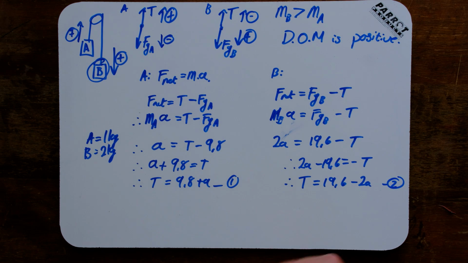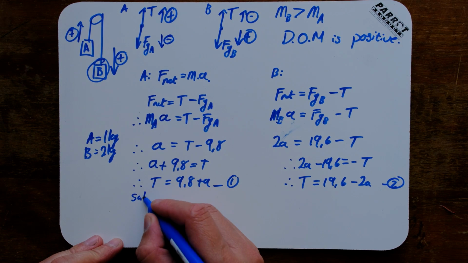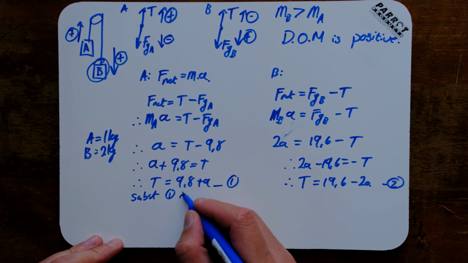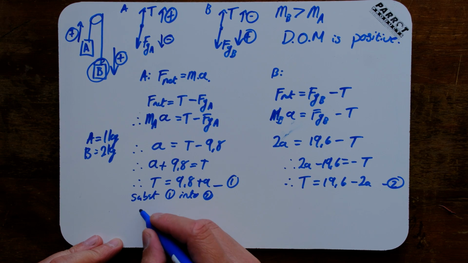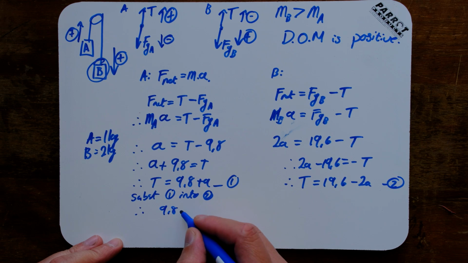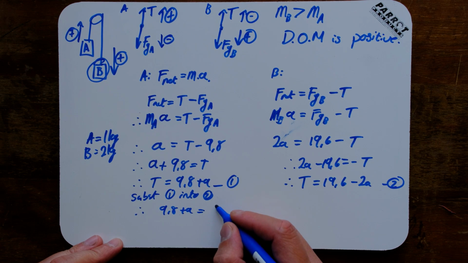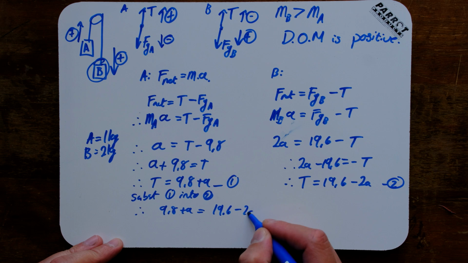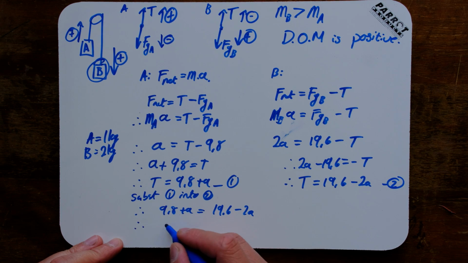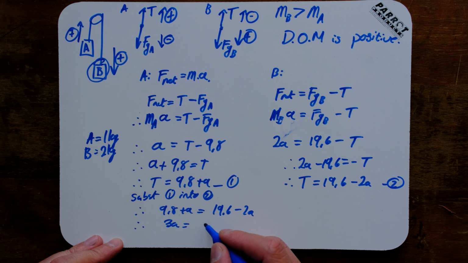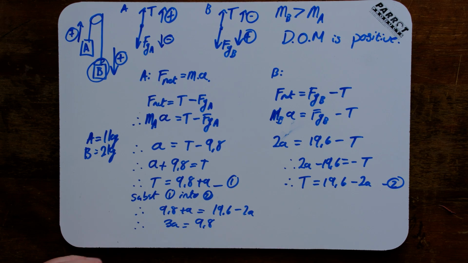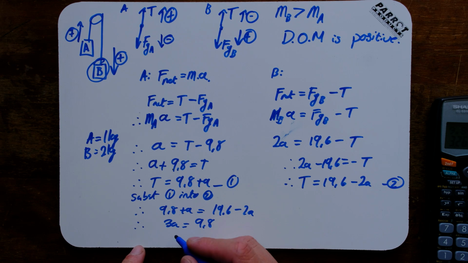Right. Now, therefore we can substitute 1 into 2. So therefore we have 9,8 plus A is equal to 19,6 minus 2A. So when we rearrange this, we get 3A is equal to 9,8. And then we have A is equal to 3,27 meters per second squared.